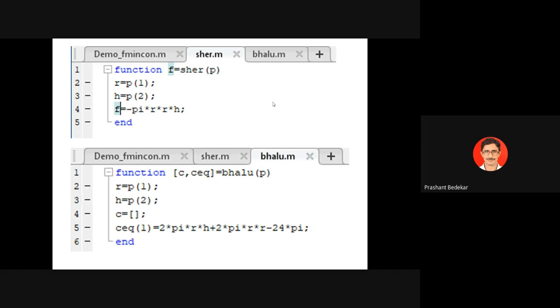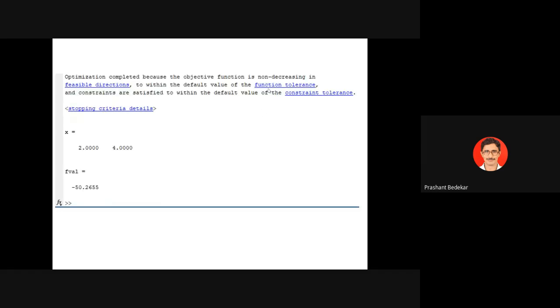So I have to write a function for the objective function. I have to write a function for nonlinear constraints, equality as well as inequality. And after this, I will go back to the first file, that is demo_fmincon, which is the main file. And then I will run the program. After running the program, I will get the result. The result is x is equal to 2 and 4, which indicates that radius is equal to 2 and height is equal to 4.